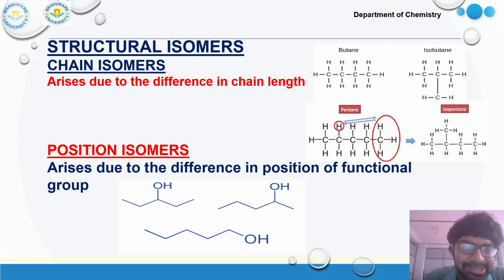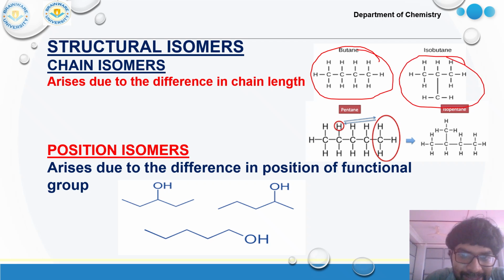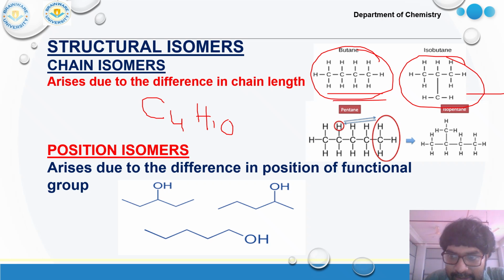Now we will proceed to chain isomerism. Again I am taking an example. Just look at this. How many carbons are there? 4 carbons. So C4. How many hydrogens are there? H10. So their molecular formula is the same. But look at this. N-butane is a straight chain, and isobutane is a branched chain. So their molecular formula is the same, but the nature of the chain is different.